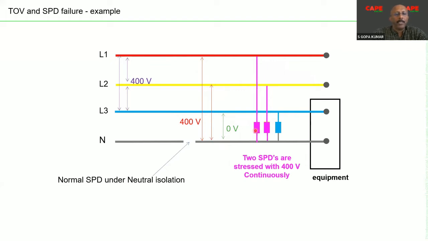Most of the cases, SPDs are failing in India because of temporary overvoltage, not really because of the surge current. It is most of the time because of temporary overvoltage. As I said, there are four chances of temporary overvoltage, and I have put only two.